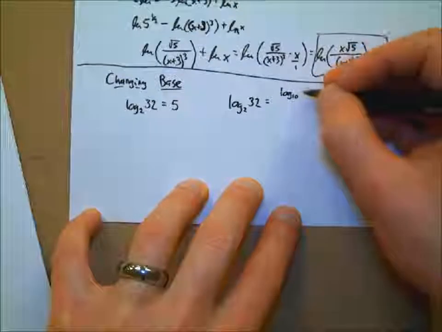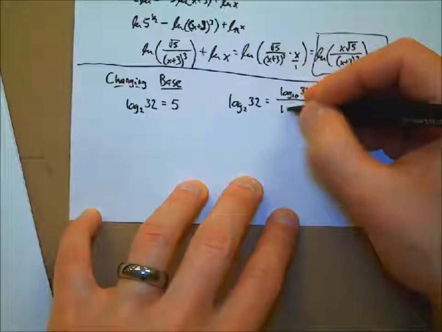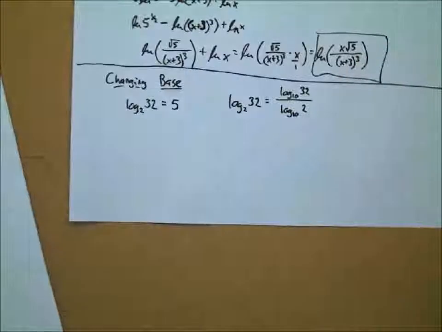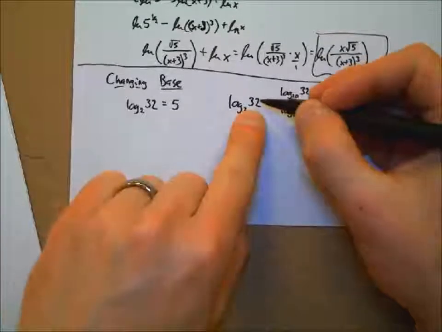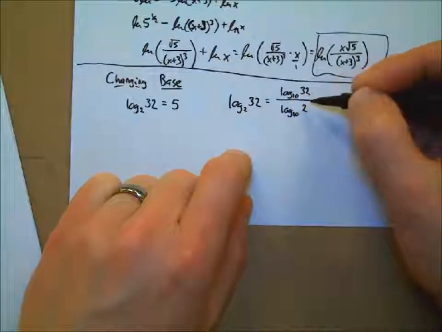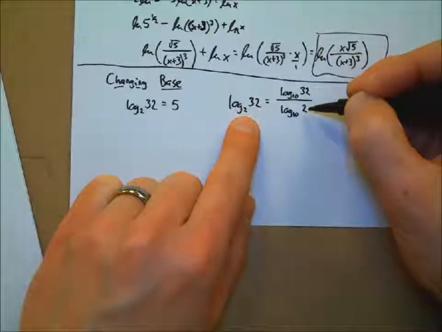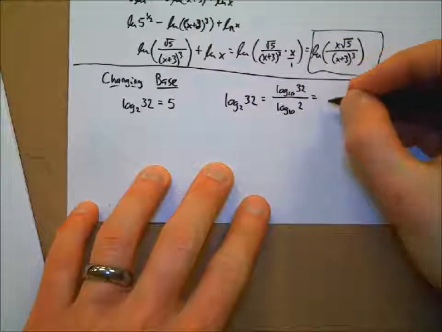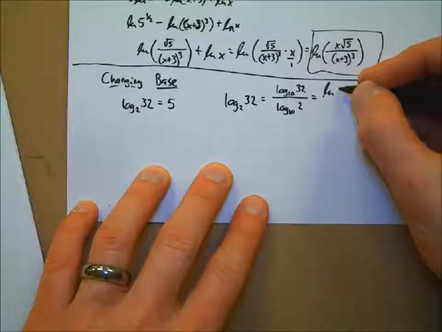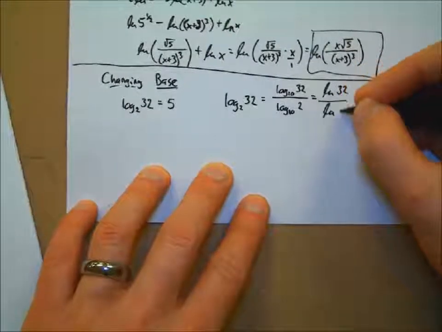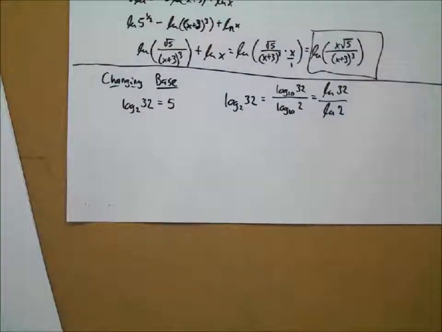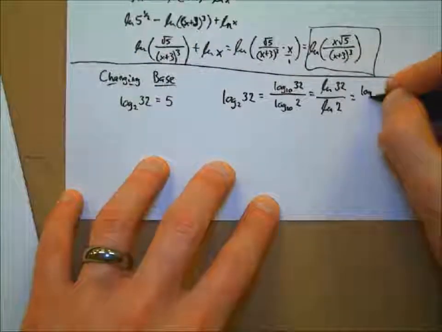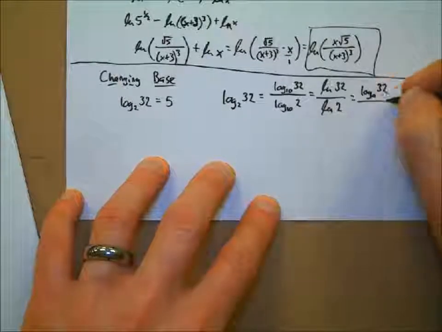Log base 10 of 32 over log base 10 of 2. So if we want to convert something that's log base 2 into something like log base 10, then you just take the big number, the 32, do log base 10 of 32, divided by log base 10 of the base 2, like that. And these are mathematically equivalent to one another. Okay? Which means that this is also equal to the natural log of 32 over the natural log of 2. Right? These are both log base e, or in general, log base a of 32 over log base a of 2.